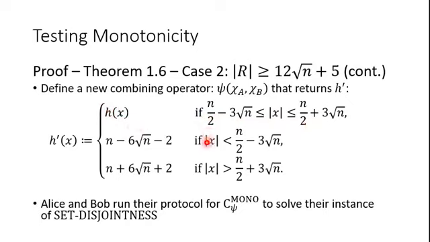And we will have Hamming weights that are very low. They will be rounded up to this value, which, if you can recall, is the bottom of the range that we saw previously, which is a subset of R. And if it is very high, it will be rounded down to the upper end of the range that we saw earlier, included in R. So what Alice and Bob will do, they will run their protocol for C mono with this psi to solve their instance of set disjointness.